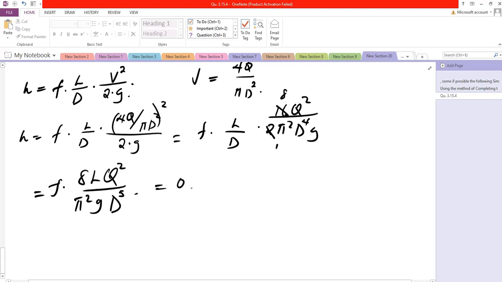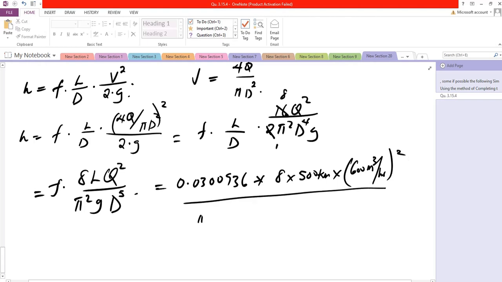So let's work this thing out. This pi is 0. This friction factor is 0.03000936 times 8 times 500 kilometer times 600 meter cube per hour squared divided by pi squared divided by 9.81 meter per second squared divided by 384 millimeter raised to power 5.